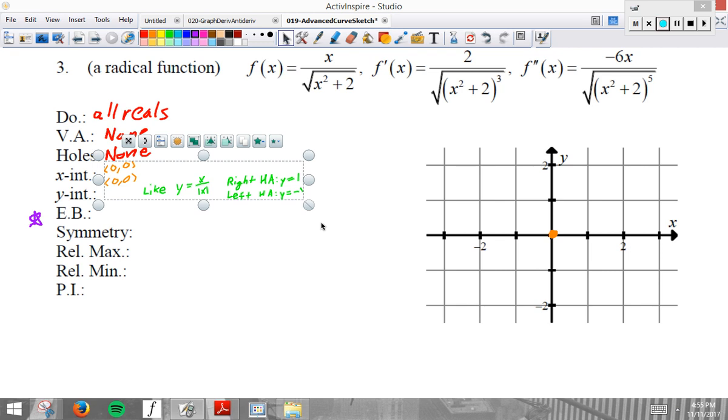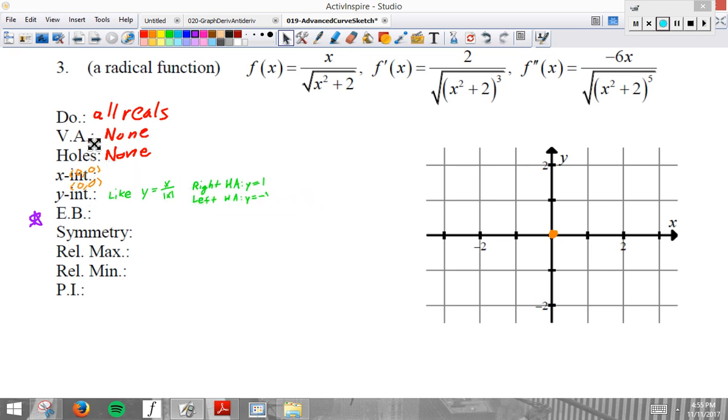I just want to shrink my... Perfect. Well, whatever. We'll just hope that's enough space to do everything else.